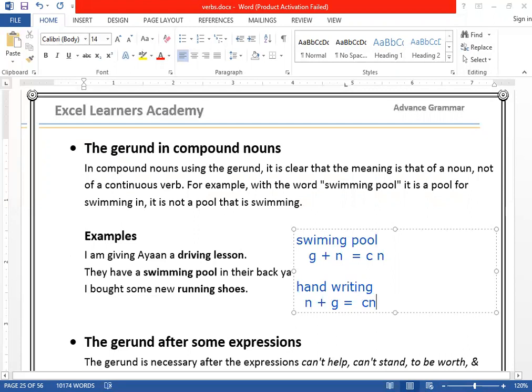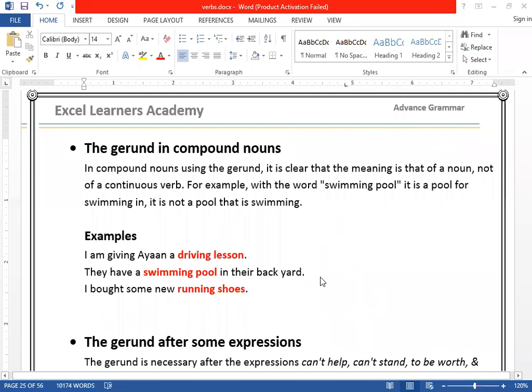So a gerund can be used in a compound noun. For example, 'I'm giving Ayan a driving lesson.' Driving lesson is a compound noun: driving is the gerund and lesson is the noun. Other examples: 'they have a swimming pool,' 'running shoes.' Remember that gerunds can also be used in compound nouns. You have already studied compound nouns in the video.